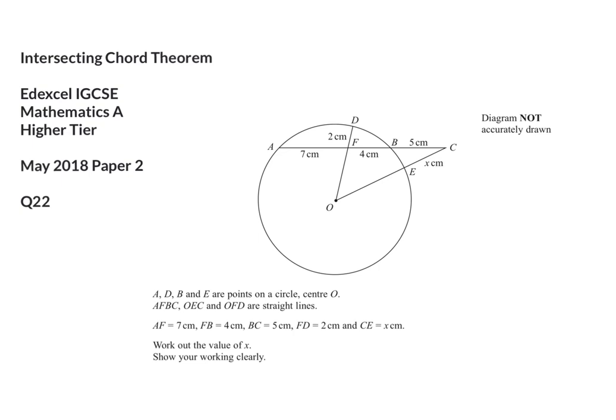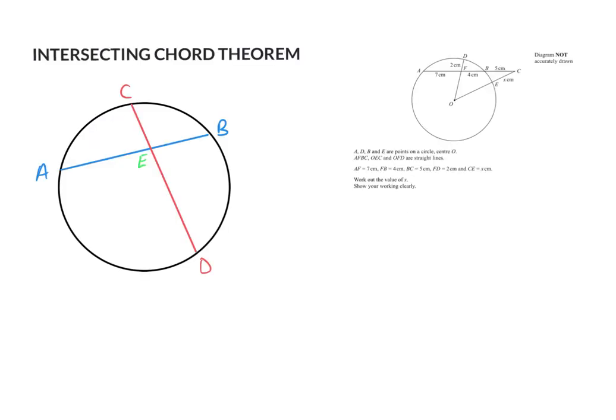This question involves using the intersecting chord theorem to solve a circle problem. Now, the intersecting chord theorem works like this. When you have a circle and you have two chords that go through, they do not need to go through the center of the circle. We have chord AB and chord CD, and they intersect at point E.